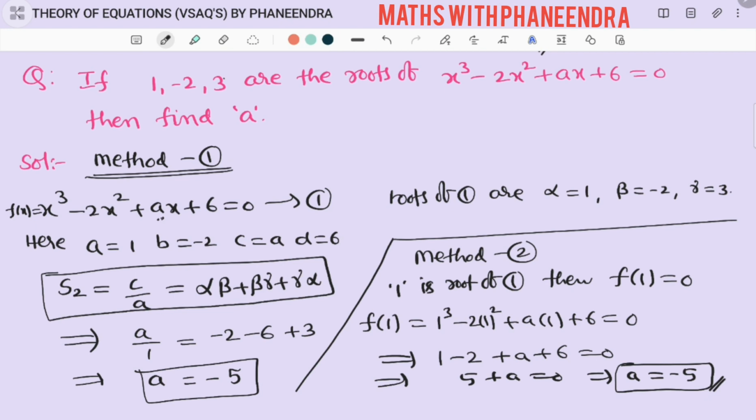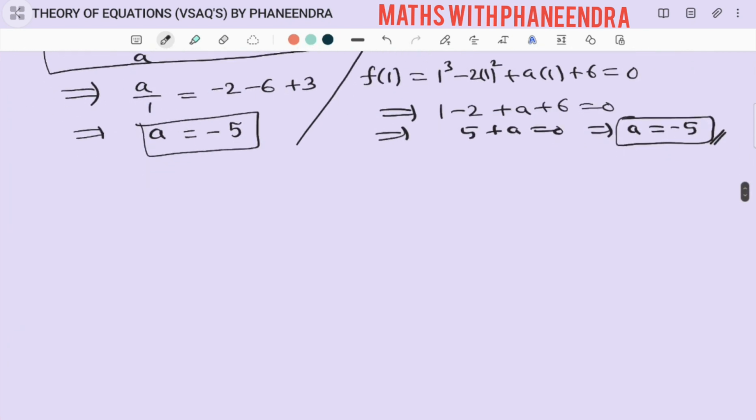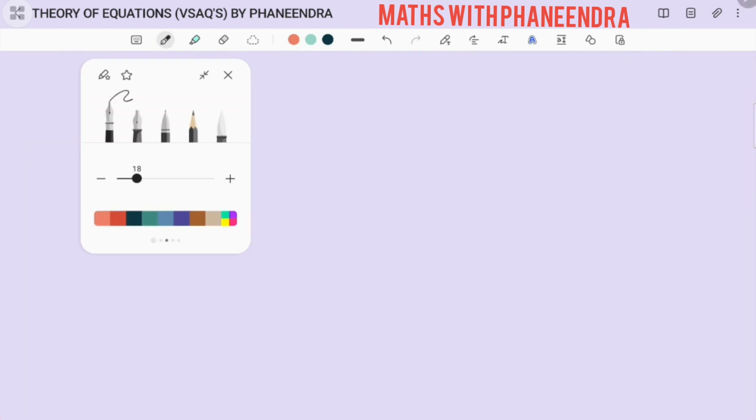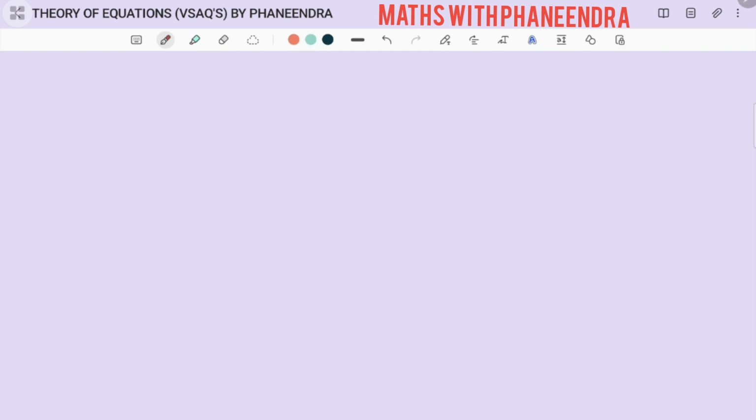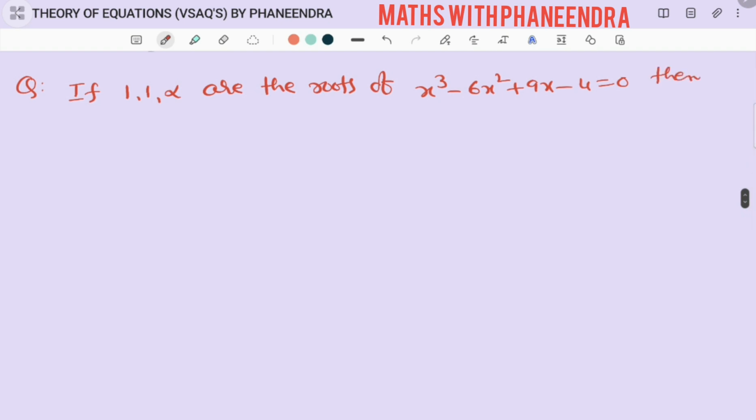One other important question I'm going to tell, based on this. If 1, 1, alpha are the roots of x cube minus 6x square plus 9x minus 4 equal to 0, then find alpha. This question has also been asked in AP and TS public exams in 2016, 2018 and 2020, several times. Students should keep this in mind.